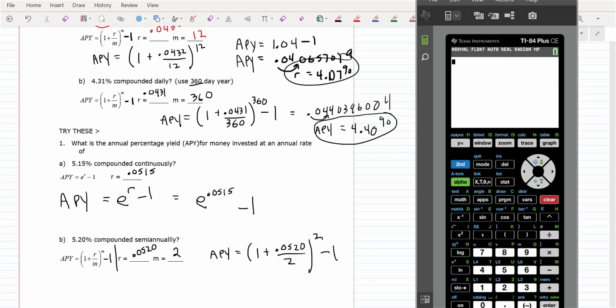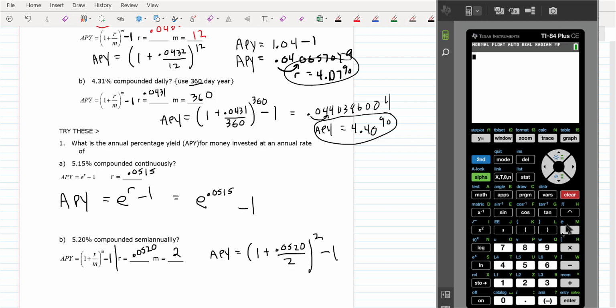And for your e, you've got it above the division symbol, you can do that. Also above ln, there's e to the x. So I would put this first one in like this. I would just go second ln. That just gets the e coming up. And all you've got to do is put in the 0.0515. Be sure you get out of the exponent, then subtract 1. And that'll give you a decimal rate. Then you can change it to percent.